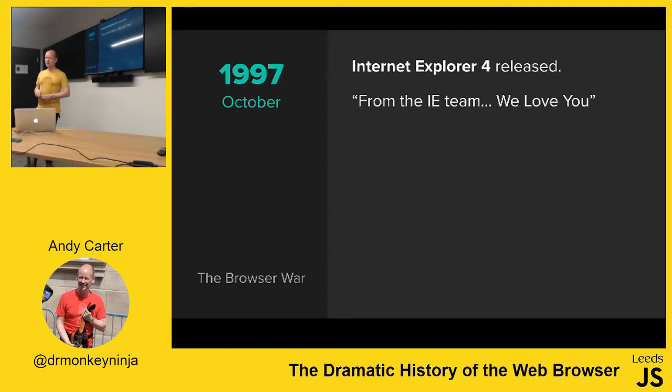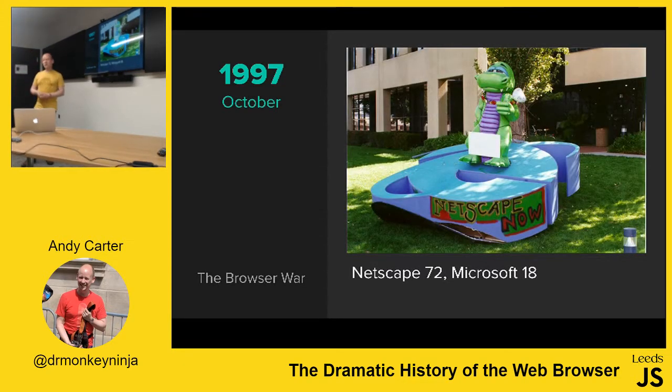In 1997, Internet Explorer 4 was released. Now, at the release party for this in the October of 97, they arranged for a 10-foot tall letter E to be at the party. And somehow, by the end of the evening, it had found its way onto the lawn of Netscape, with the sign from the IE team, "We love you." The next day, Netscape employees discovered this and were quick to knock it down. They replaced it with their mascot, the Mozilla dinosaur, and a new sign that read, "Netscape 72, Microsoft 18." This was the market share of the two browsers at the time. Unfortunately for Netscape, this version of IE was a bit of a game changer.